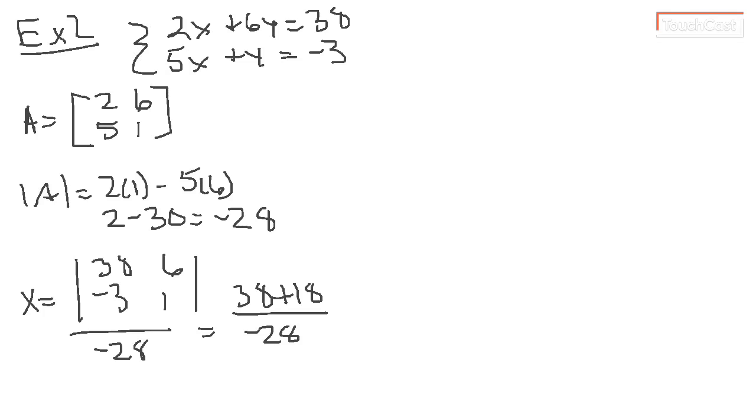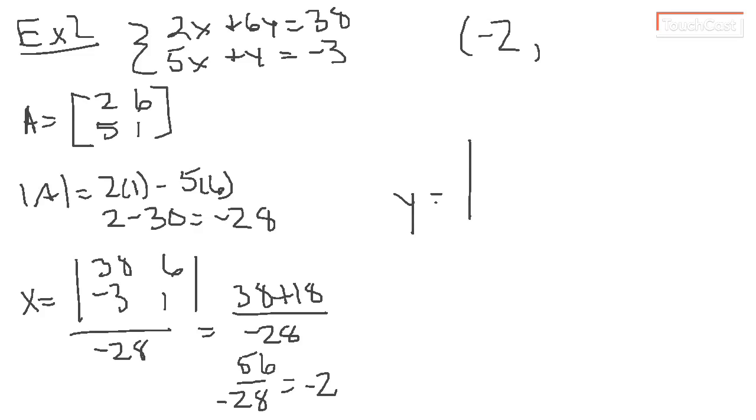38 plus 18 is 56, so we're going to have 56 over -28, which is going to give us -2. So our solution, x value is -2. Then we can find y.